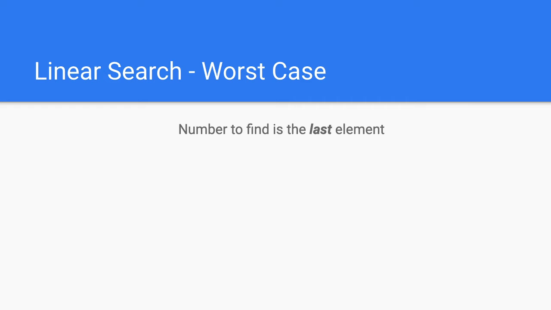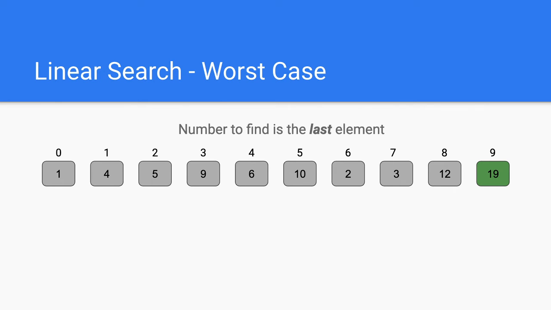Worst case scenario would be if we want to find a number that is at the last index of the array. For example, number 19. In this case, linear search is going to scan the whole array to reach the number 19. How many steps does linear search take in this case? Approximately 10 steps, since there are 10 elements in the array.